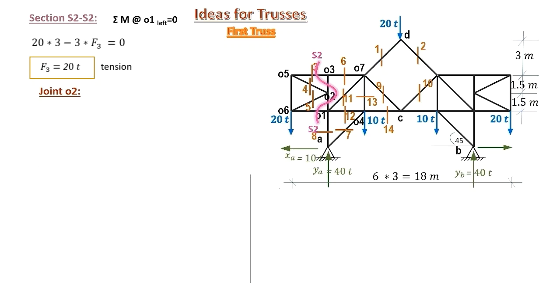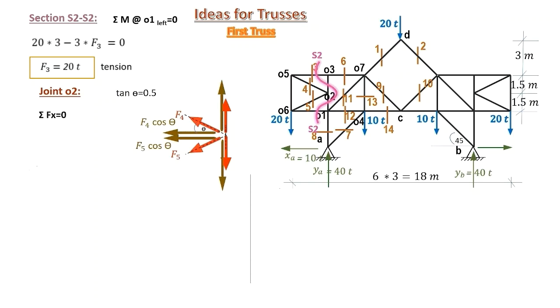Joint O2. Here is joint O2. Inclined members are F4 and F5, and we are not really concerned with the vertical members. So those are the components of F4, those are the components of F5, and we will consider equilibrium in the X direction, which gives that F4 equals minus F5.